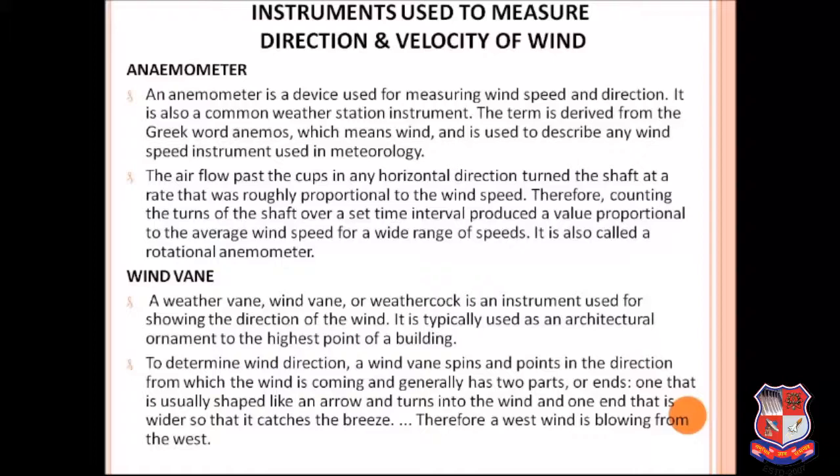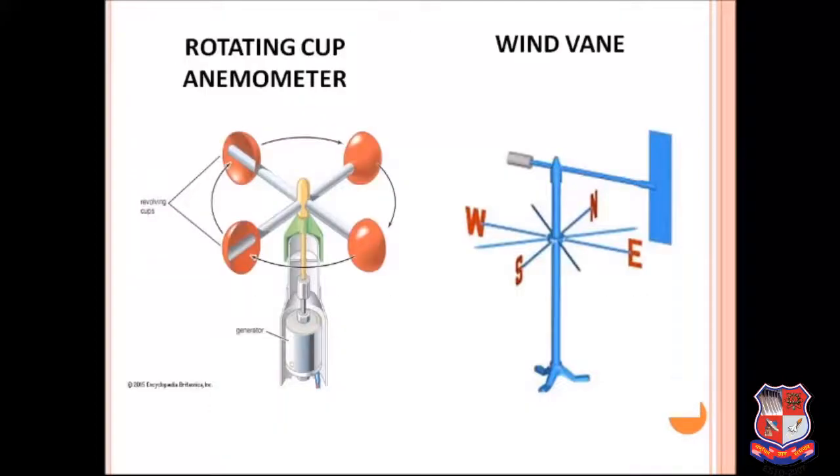Next is wind vane. A weather vane or a wind vane, or even referred as a weathercock, is an instrument used for showing the direction of the wind. It is typically used as an architectural ornament on the highest point of a building. It helps us in determining the wind direction, as a wind vane spins and points in the direction from which the wind is coming, and generally would have two parts or ends. One that is usually shaped like an arrow and turns into the wind, and the one that is wider so that it catches the breeze. Therefore, a west wind is blowing from the west.